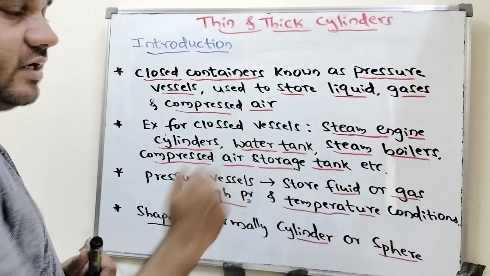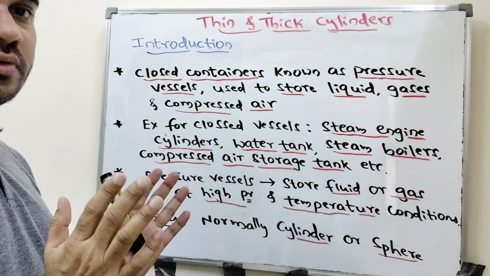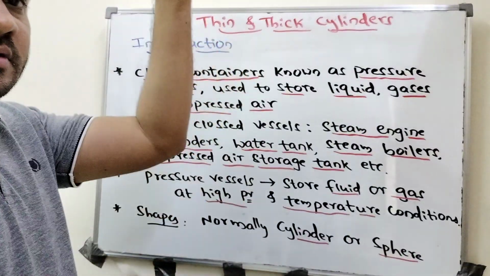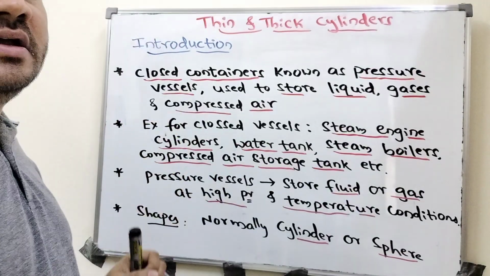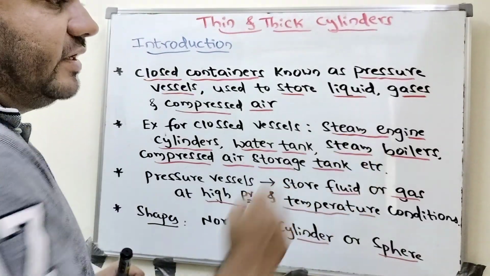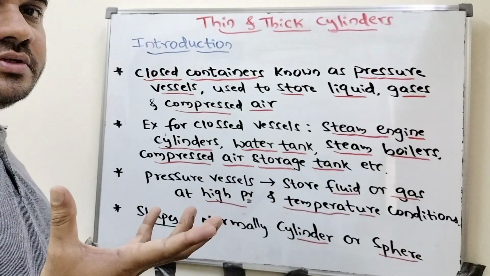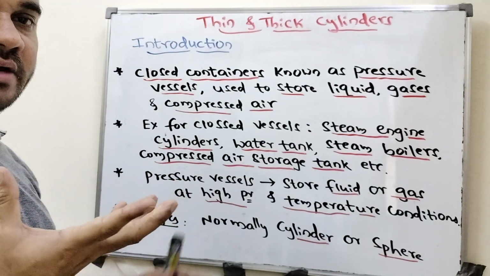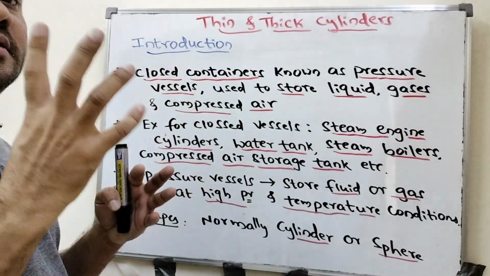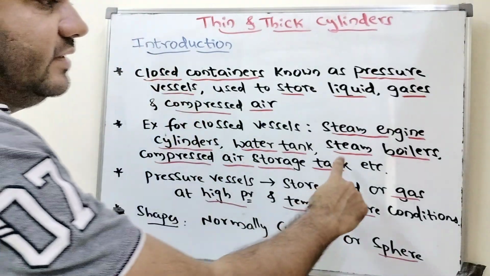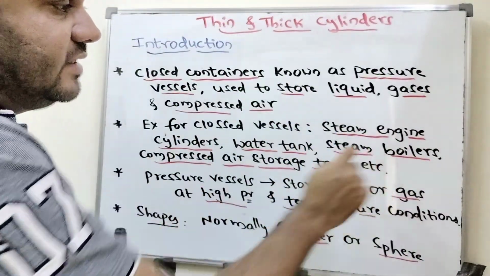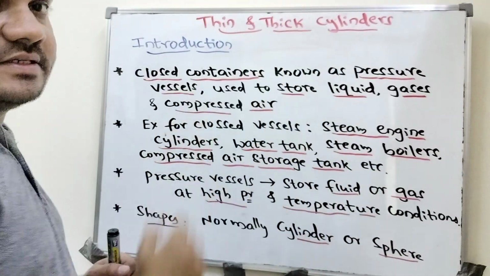The second example, water tank. If you see the water tank, it is also closed at a particular height. In our buildings, the tanks are there. They are also called water tanks and store the high pressure liquid. Next one is steam boilers. As we know, boilers are used to store the high pressure steam after converting water from liquid phase into the gaseous phase. That high pressure and temperature steam is stored in the boilers. These boilers are closed vessels, so that is also one example of closed vessels or cylinders.